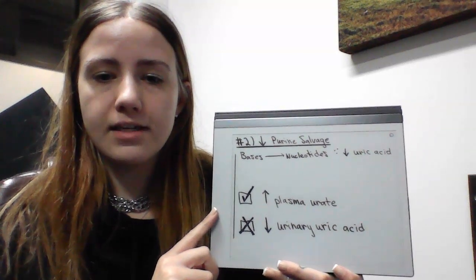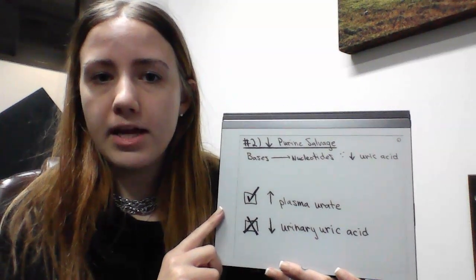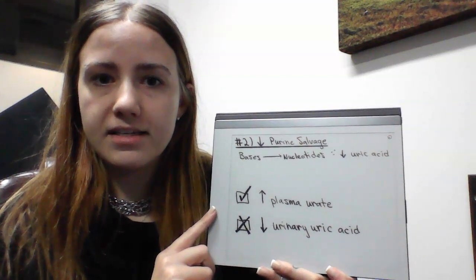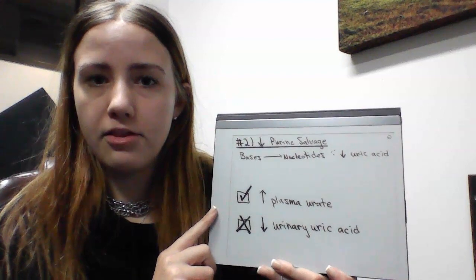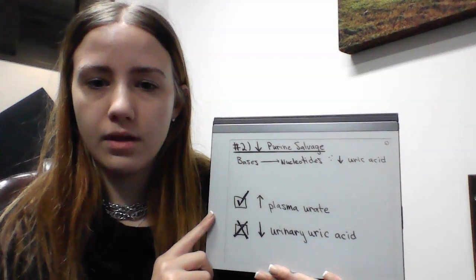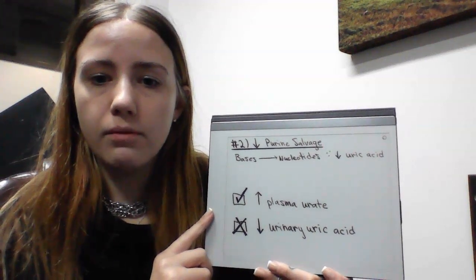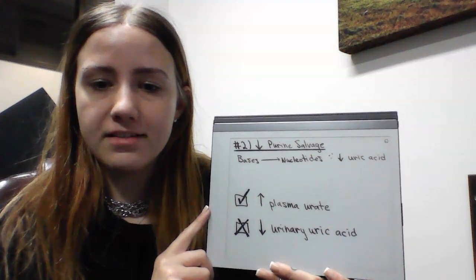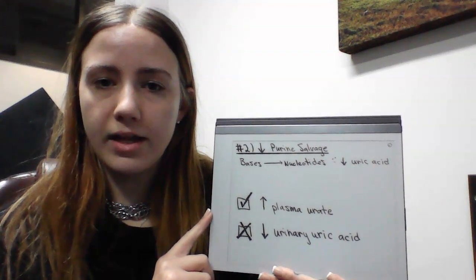The second option is a decrease in purine salvage. I also do not think that this is what the patient suffers from. Purine salvage is where purine bases are turned back into nucleotides instead of being degraded into uric acid, therefore decreasing the levels of uric acid produced and expelled in the urine. If there were a decrease in purine salvage, that would mean more purine bases would be degraded into uric acid, leading to an increase in urinary uric acid, which is the opposite of what our patient displayed.